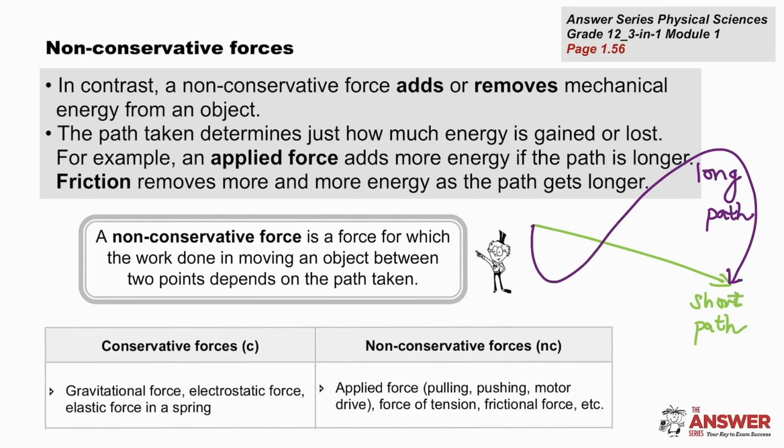In contrast, a non-conservative force adds or removes mechanical energy from an object. The path taken determines just how much energy is gained or lost. For an example, an applied force working along a short path will add less energy than if the path was longer. Friction removes more and more energy when working along a long path. So the work done by a non-conservative force depends on the path taken.